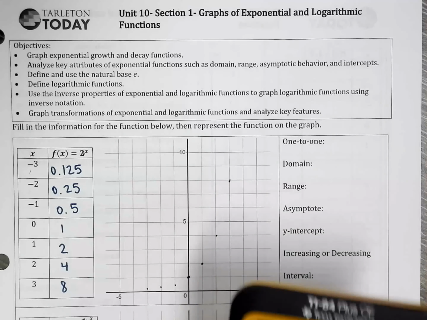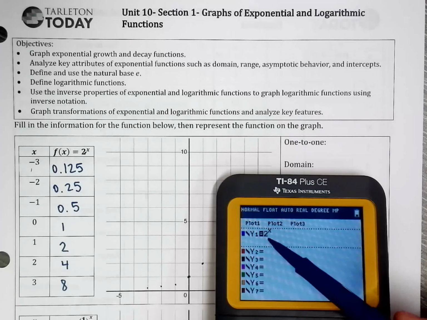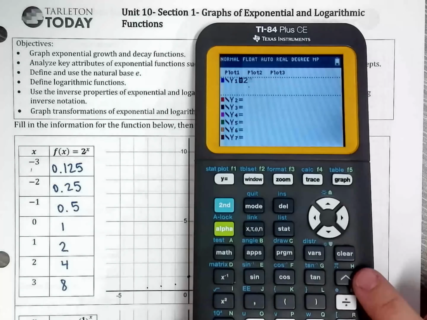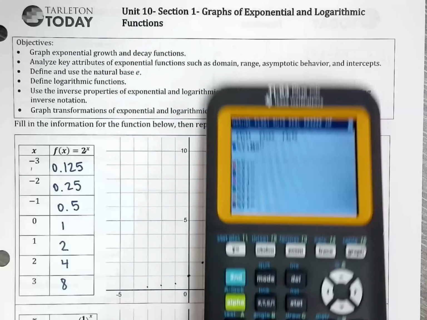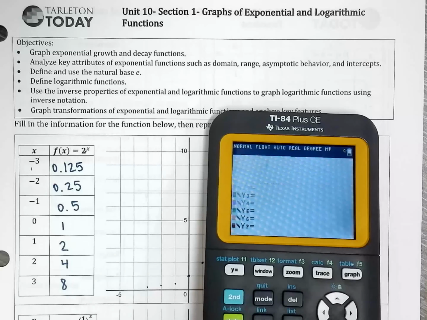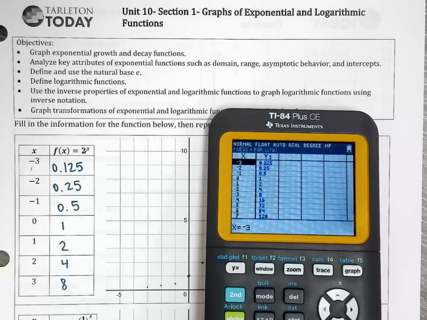And what you're going to do, you're going to go to y equals, and you're going to put in 2, and then the caret, that's this button right there, caret to the power of x. And then you're going to go to the table, and you're literally just copying the points right there.